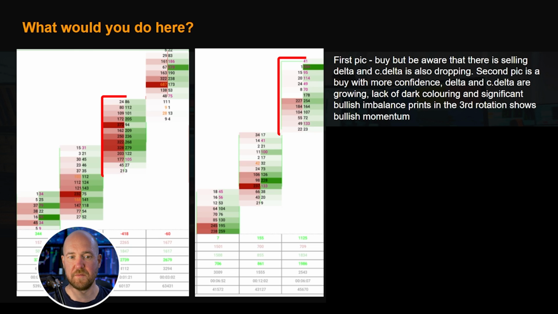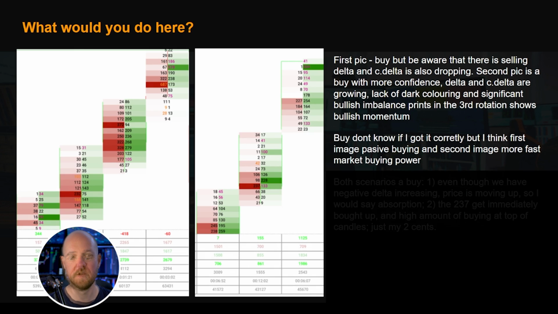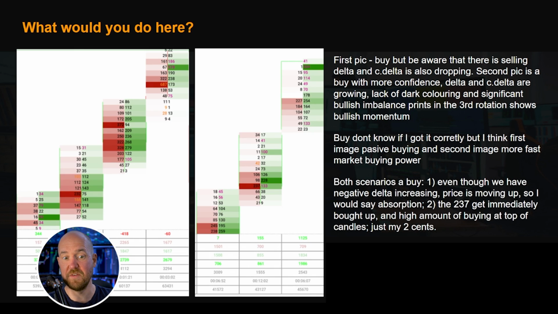The next comment: buy, don't know if I got it correct, but I think the first image is passive buying and the second image is more fast market buying power. Okay, fair enough. So again, suggesting the one on the right is a stronger indication of buying. Both scenarios are a buy, even though we have negative delta increasing, prices moving up.